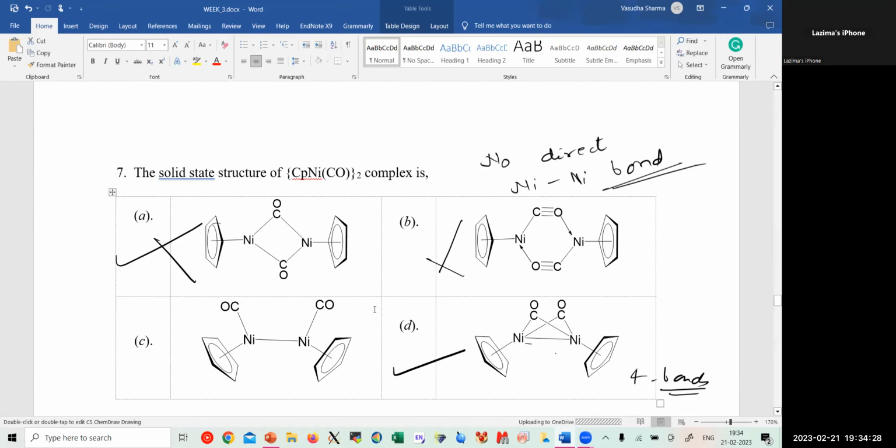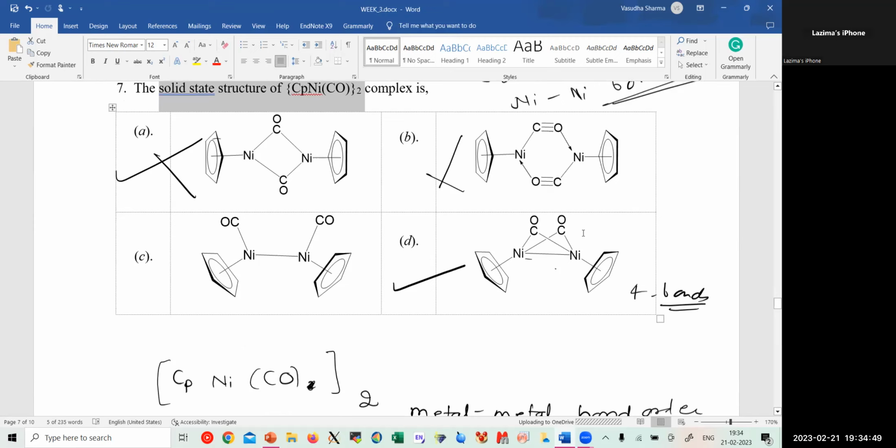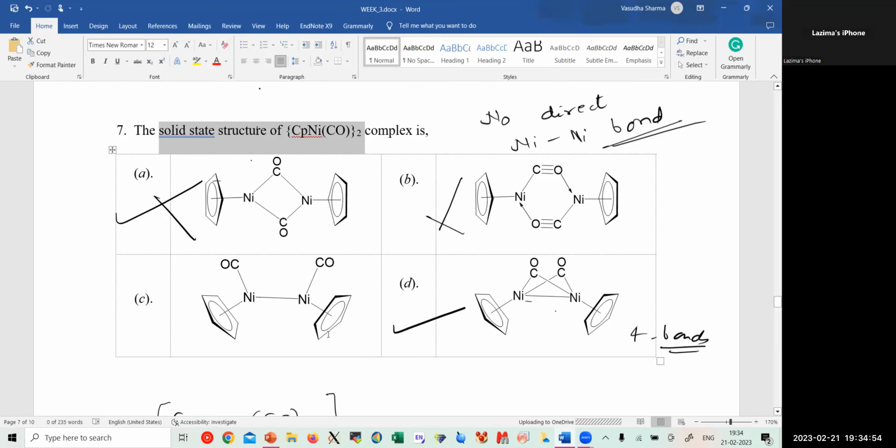The next question is again based on the same thing. If you know either your valence electrons or your structure, then the problem is totally gone. But if you don't know the structure, then you need to know the total valence electrons and the contribution from each part. For example, it has been asked about the solid state structure of this complex, which has Cp and carbonyl. Now these are the four combinations. If you look very finely, there is no difference except the number of bonds and how they are arranged. Nickel are two in number, carbonyl are two in number, and Cp are two in number, so you will find this in all four cases.